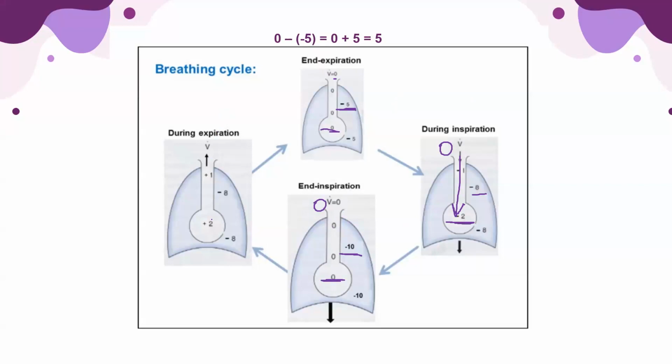Coming to expiration, now we can see that the alveolar pressure is at +2. We know that the atmospheric pressure is 0. So again, the air is going to go from the alveoli to the atmosphere. Talking about our two basic principles again, there's a pressure difference, and the higher pressure is in the alveoli, which is why this is happening.